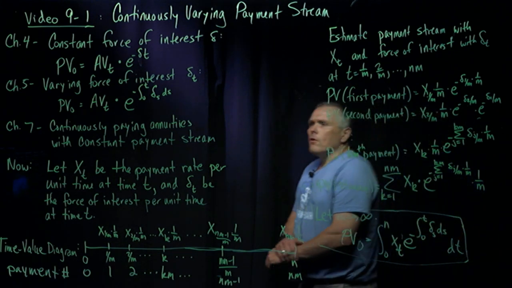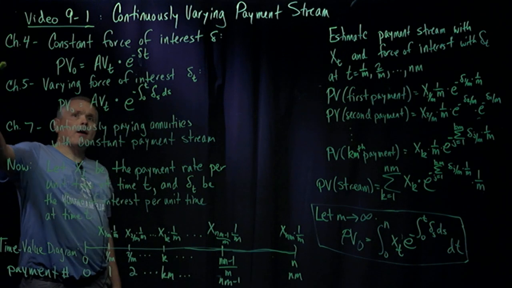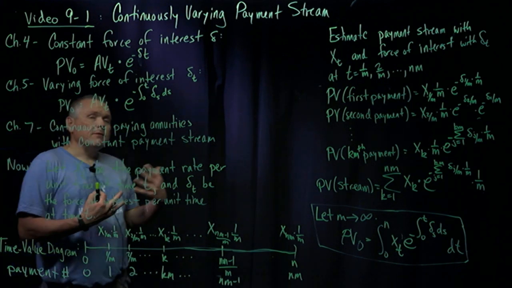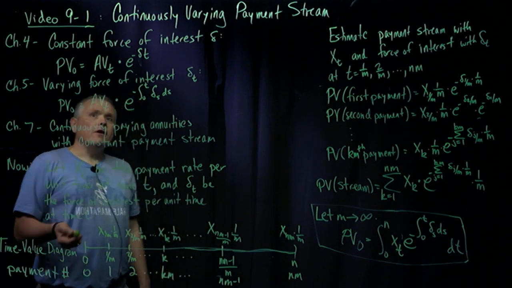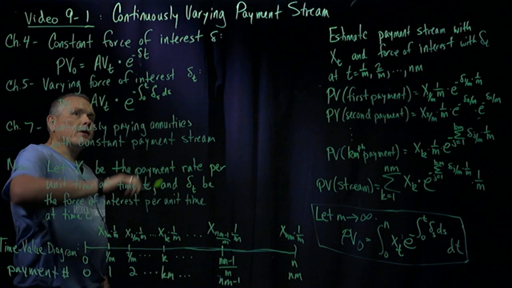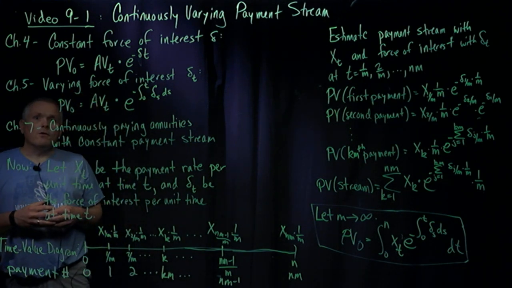All right, so I want to remind you a little bit about what happened back in Chapter 4. In Chapter 4, you talked about constant force of interest and a certain amount of money at a particular given point of time, and you can figure out the present value by looking at that accumulated value at time t, and then bringing it back using our normal exponential formula for the force of interest.